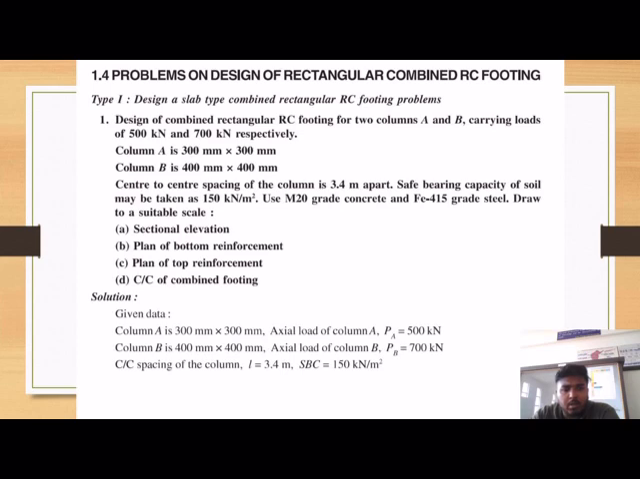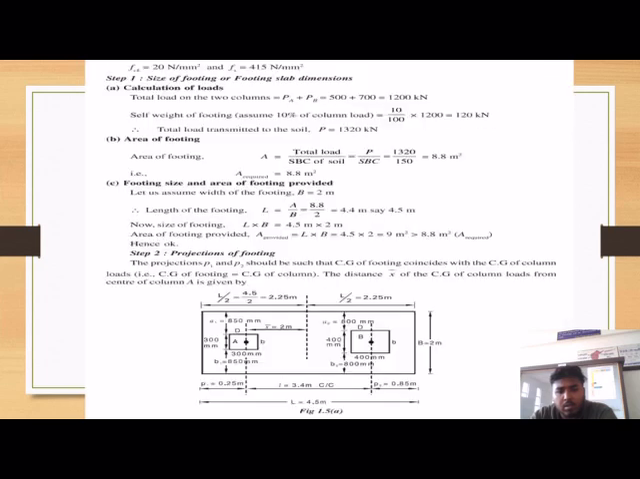Column A is 300 mm by 300 mm, column B 400 mm by 400 mm. Center to center spacing of the columns is 3.4 m apart. Sectional elevation, plan of bottom reinforcement, plan of top reinforcement, combined footing. Given data: column A is 300 by 300, axial load of column A, PA, is equal to 500 kN. Column B is 400 by 400, axial load of column B is 700 kN. fck 20 N/mm², fy 415 N/mm².